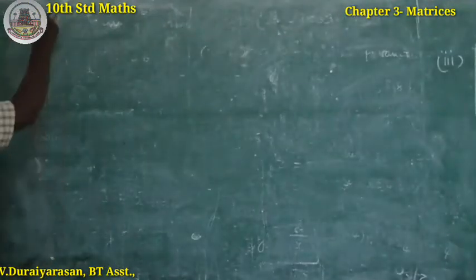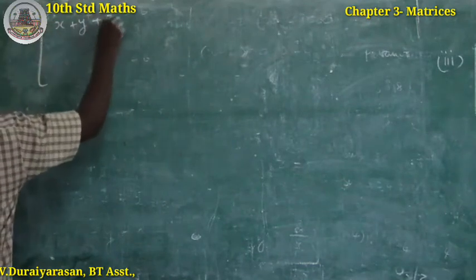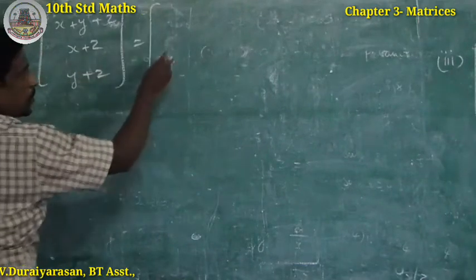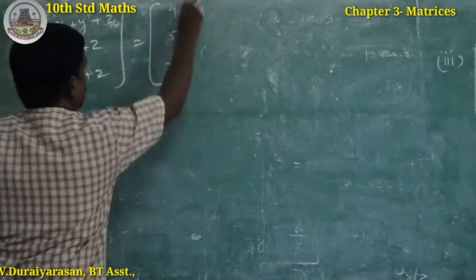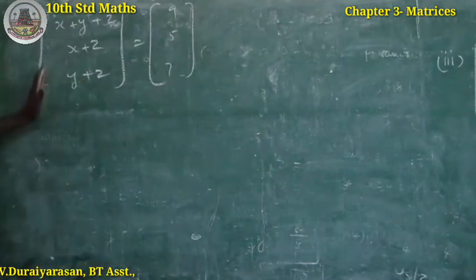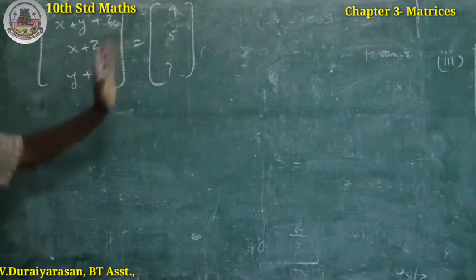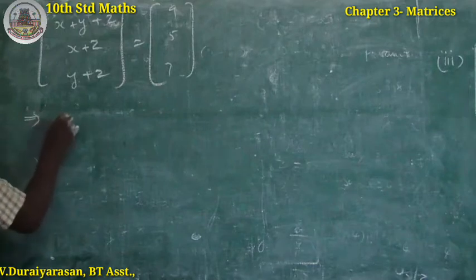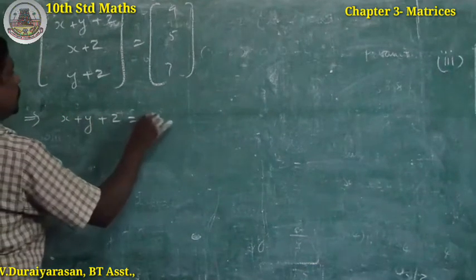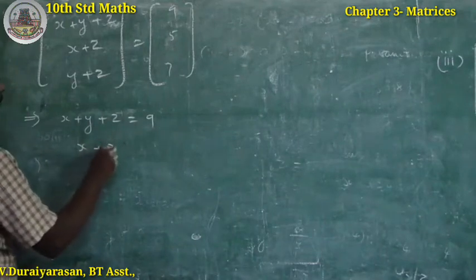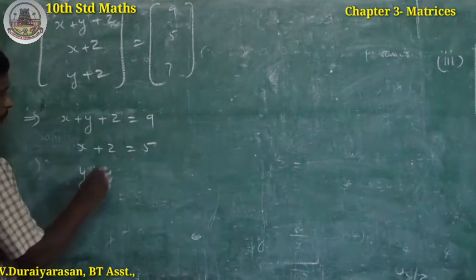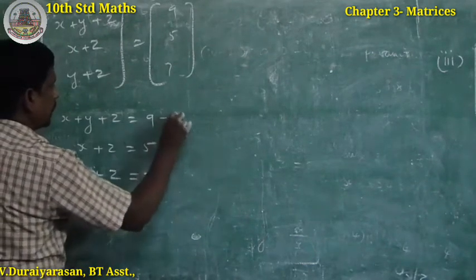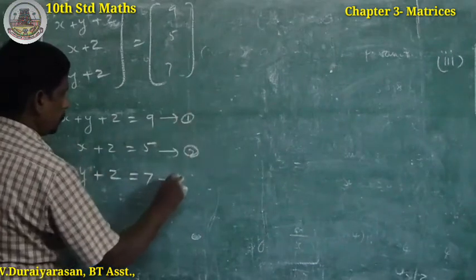Another one. The matrix of x plus y plus z, x plus z, y plus z is equal to the matrix of 9, 5, 7. Here, two matrices are equal. The corresponding elements are equal. So, we get x plus y plus z is equal to 9. x plus z is equal to 5. y plus z is equal to 7. Right? Equation number 1, equation number 2, equation number 3.